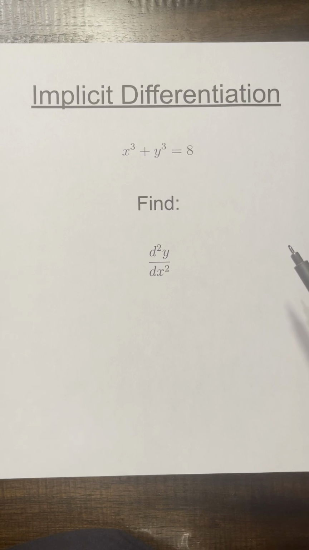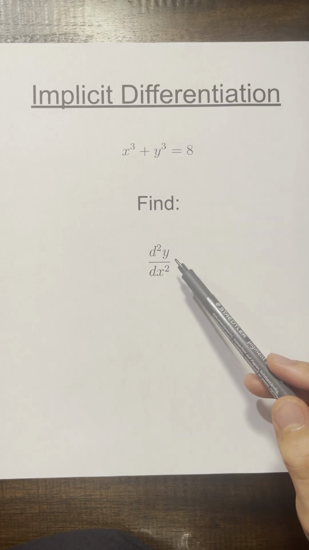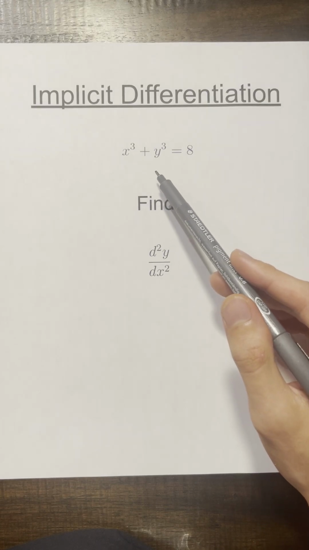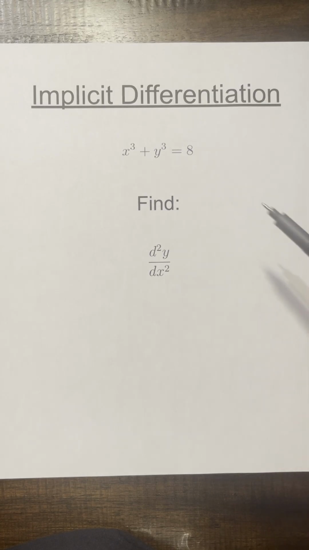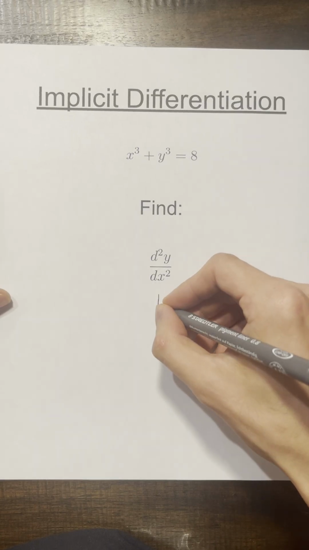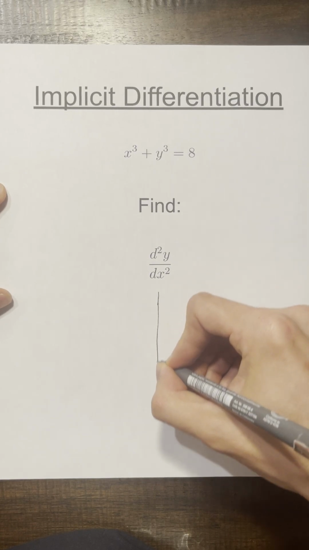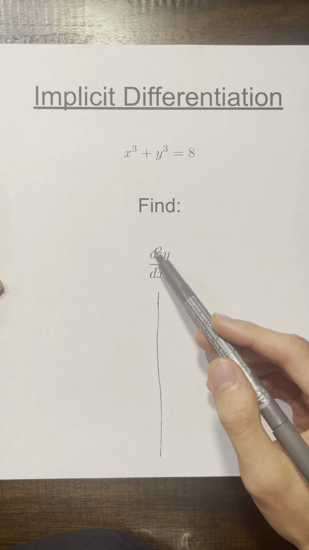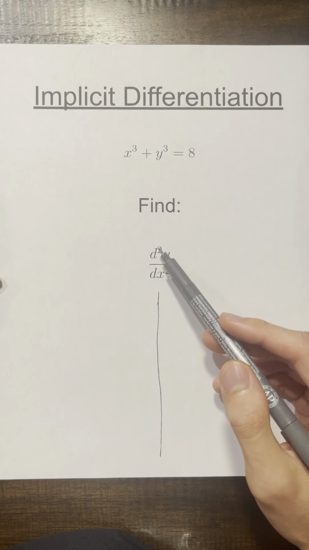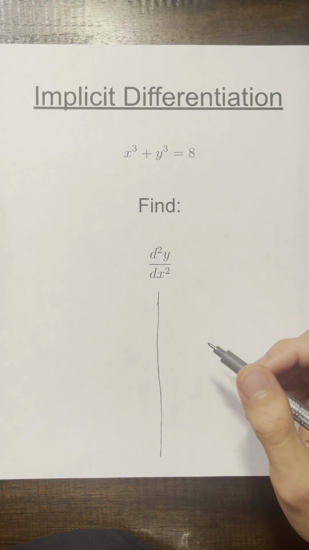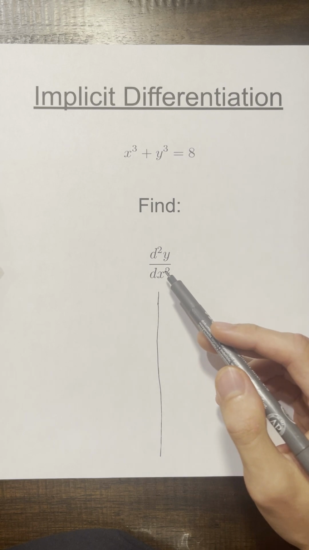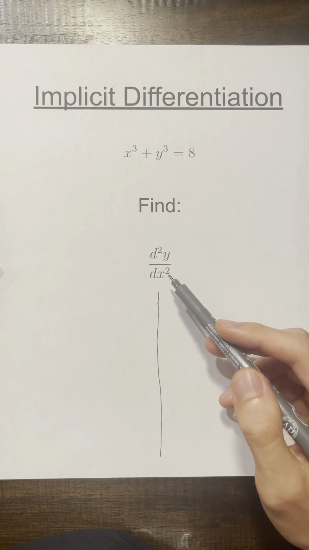Using implicit differentiation, find the second derivative of y with respect to x if x cubed plus y cubed is equal to 8. Okay, before we can find the second derivative, what do we need to find? We need to find the first derivative. So find dy dx first.